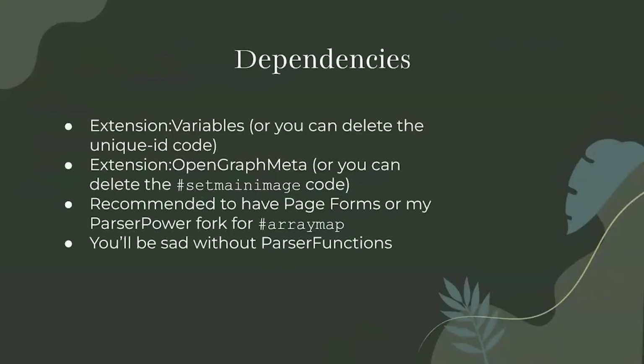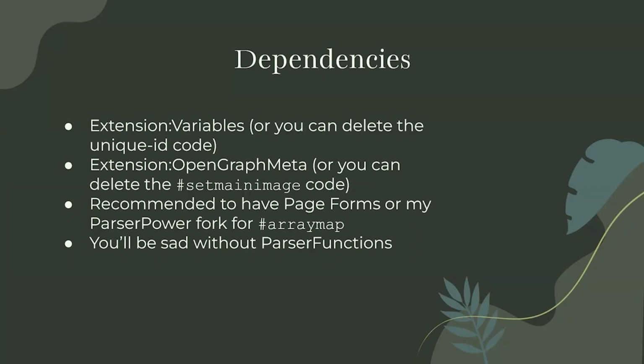So how is this set up? I'll talk about the code a little bit later, but if you wanted to add this to your own wiki, there's a couple of dependencies. Extension Variables and Extension Open Graph Meta are both used in the Lua module to provide a couple pieces of functionality that aren't necessarily required. It's not actually required for every infobox to have an ID, and if you do have an ID on the infobox, you want it to be unique.